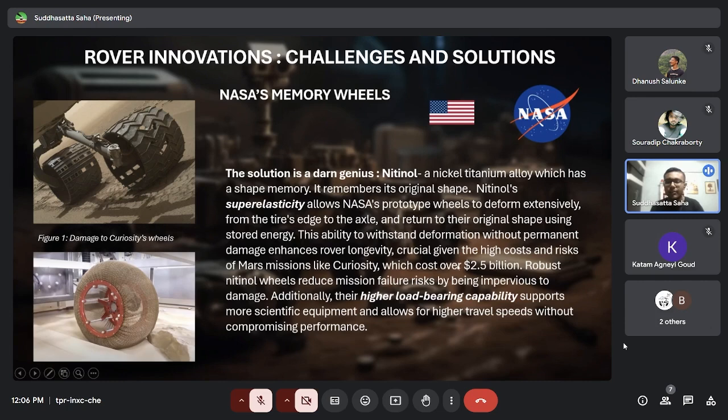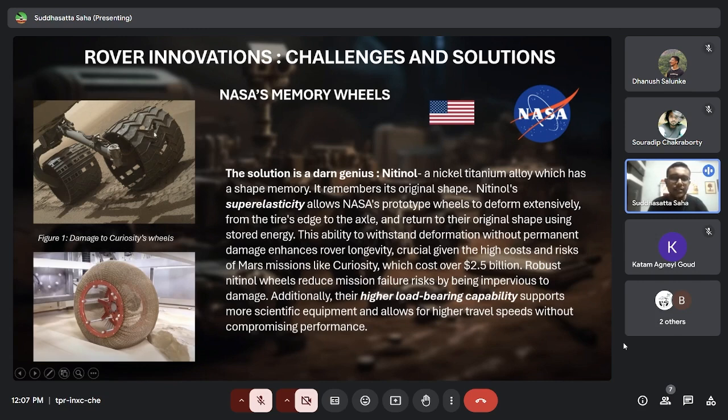So you cannot afford to make mistakes of any sort, and you need certain damage control apparatus to control whatever is getting damaged, or you need some sort of repair mechanisms in action. So these nitinol wheels reduce mission failure risks, and they additionally have a very high load bearing capacity. You see, for making the rover wheels withstand that high load, the surface of the wheels have intricate thread designs.